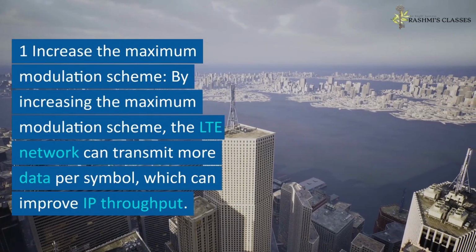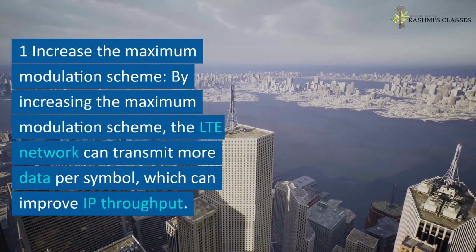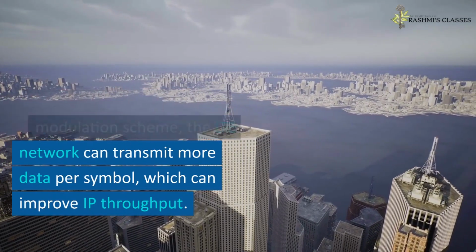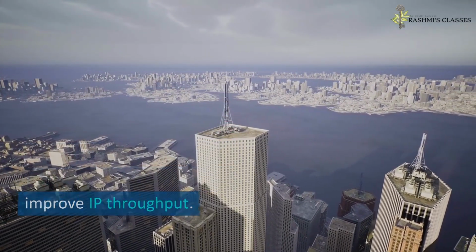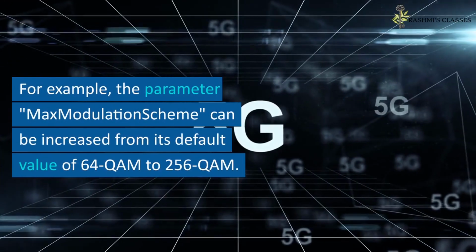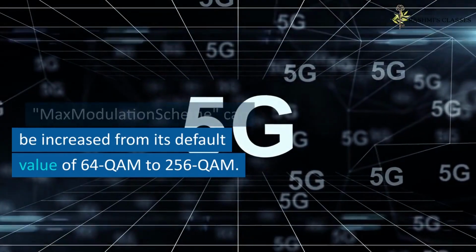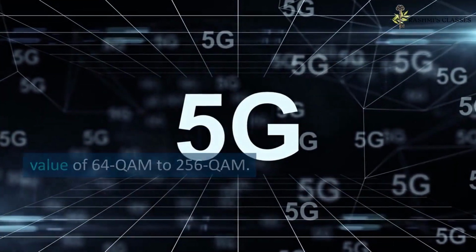1. Increase the maximum modulation scheme. By increasing the maximum modulation scheme, the LTE network can transmit more data per symbol, which can improve IP throughput. For example, the parameter max modulation scheme can be increased from its default value of 64 QAM to 256 QAM.